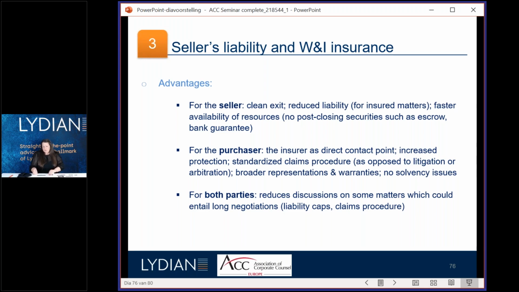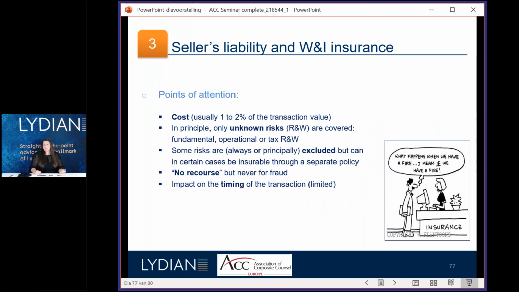So this all looks a little bit too good to be true, and of course comes with a cost. It doesn't come for free. The cost is usually about 1 to 2% of the transaction value. It's borne by the buyer, but you can imagine that it has a repercussion on the purchase price. And as any insurance, bear in mind that it only insures unknown risks. So that means that the known risks, the ones that have been identified in the due diligence of the buyer, will in principle not be covered.